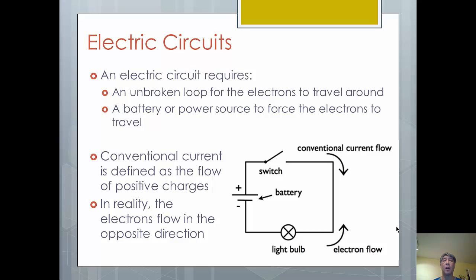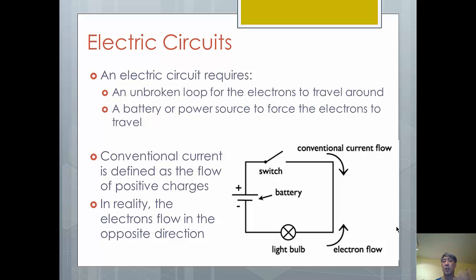So first off, I want to describe what an electric circuit is. An electric circuit must have an unbroken loop. The electrons must keep going around in a circle. If the circuit has a gap in it, the electrons can't flow, and so that does not constitute a circuit. The second thing a circuit must have is a battery or a power source to force the electrons to move around.